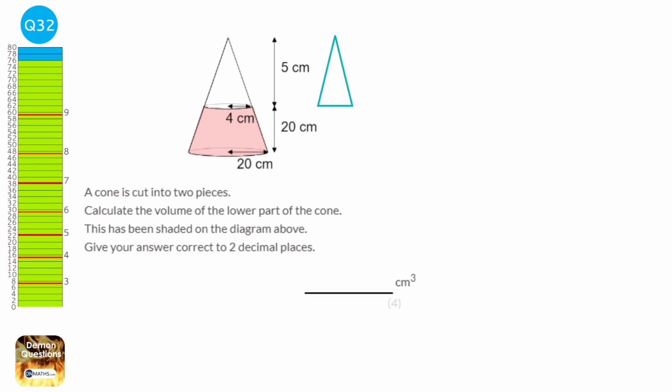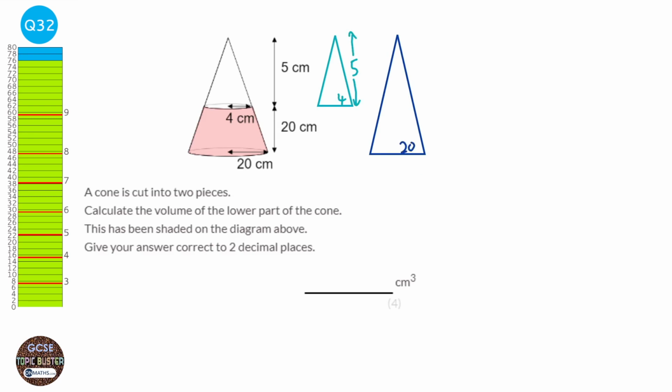So to find the shaded part of this diagram, we need to first of all work out the volume of the smaller cone, which is at the top. Then work out the volume of the larger cone, which is the whole cone shown, and then take them away from each other. So the radius for the smaller cone is 4 and the height is 5. And the radius for the larger cone is 20 and the height is the 20 plus the 5, so it would be 25.